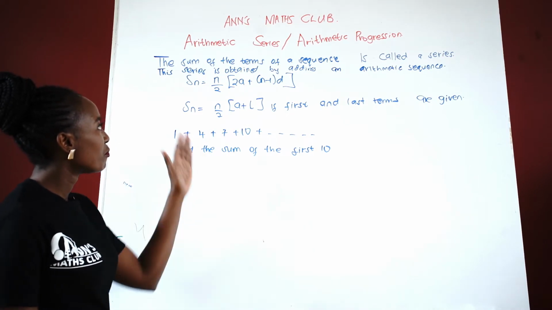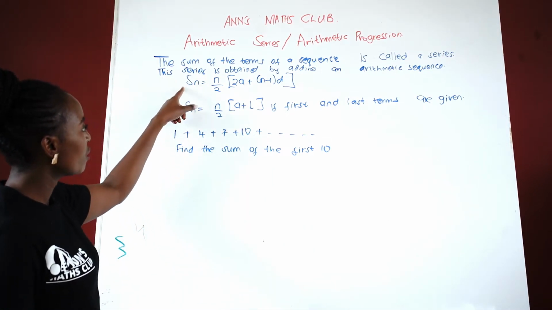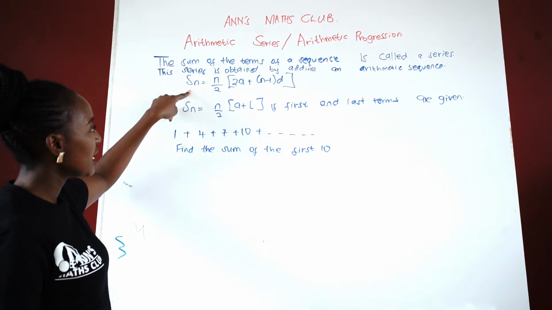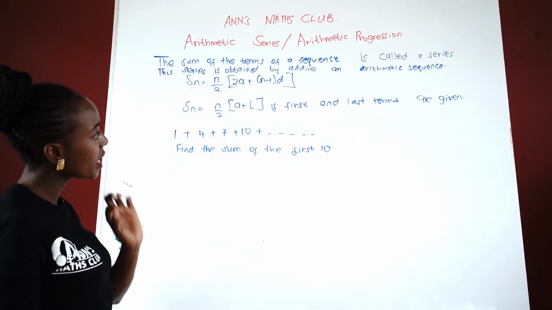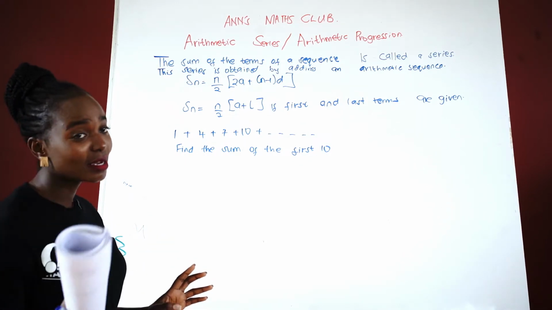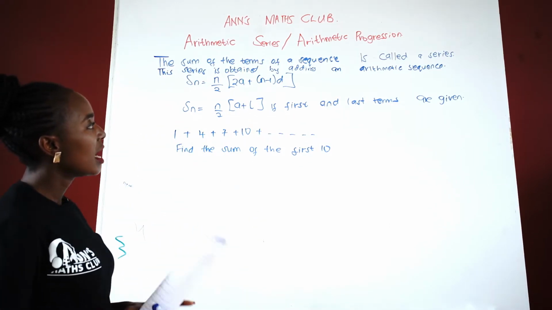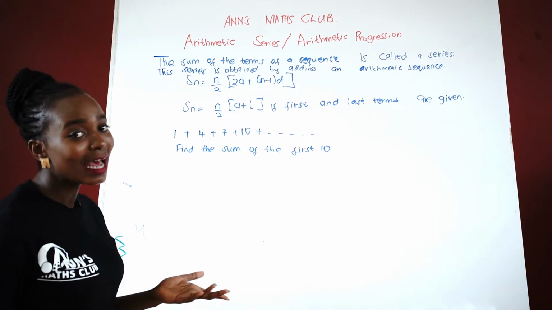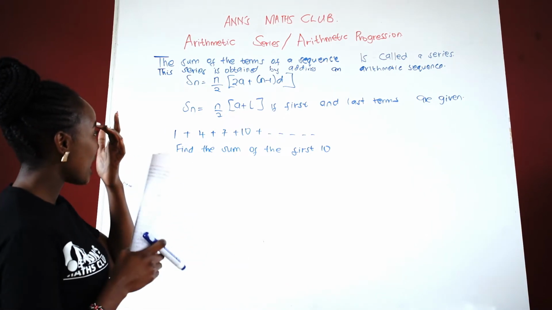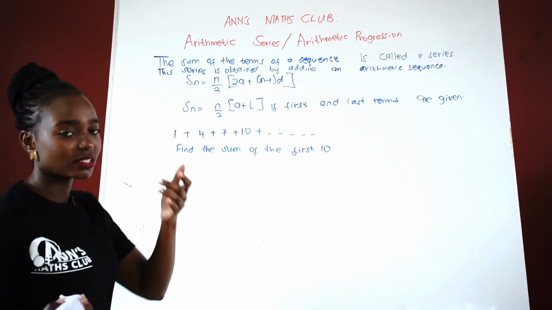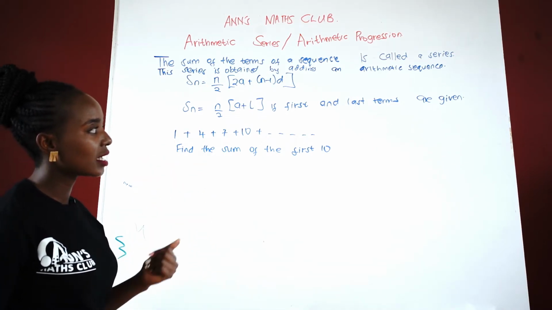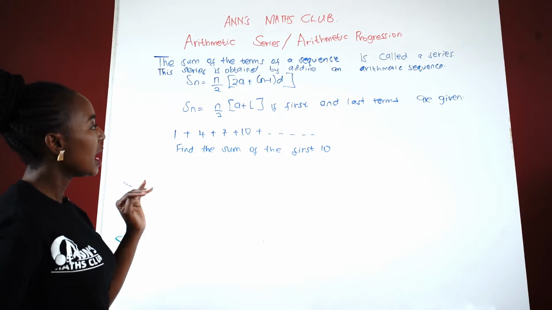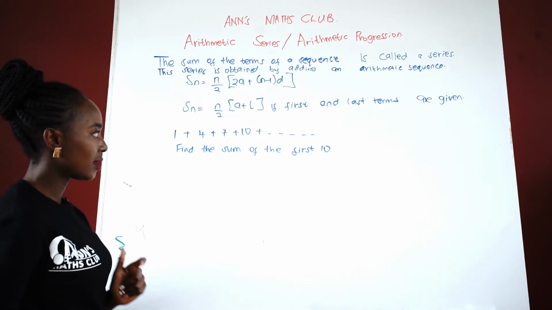And already I have put the formulas here. If you're looking to find the sum of the nth term, S_n is equal to n over 2 into 2a, where a is the first term, plus n minus 1, where n is the nth term that you are asked, and then d, which is the common difference. And if you've been given the first and the last term, you could use this formula: n over 2 into a plus the last term.